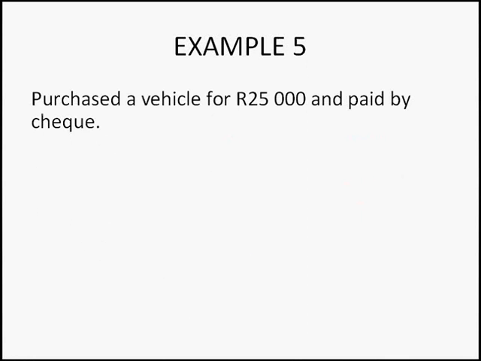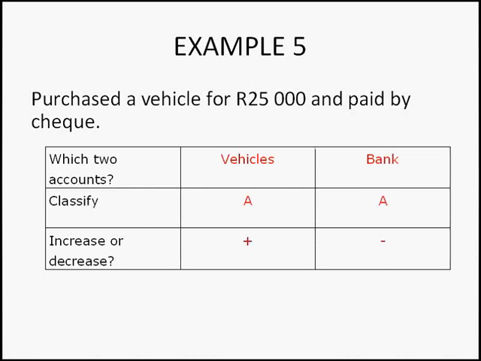Example 5. The transaction is as follows. Purchased a vehicle for 25,000 Rand and paid by check. Okay, so the first question we always ask ourselves is which are the two accounts involved. If we purchased a vehicle, then clearly the one account must be vehicle. And if we paid for it by check, then it means we paid out of our bank account, and bank must therefore be the other account. So my two accounts are vehicles and bank. And now I need to classify it. Question 2 says classify it.